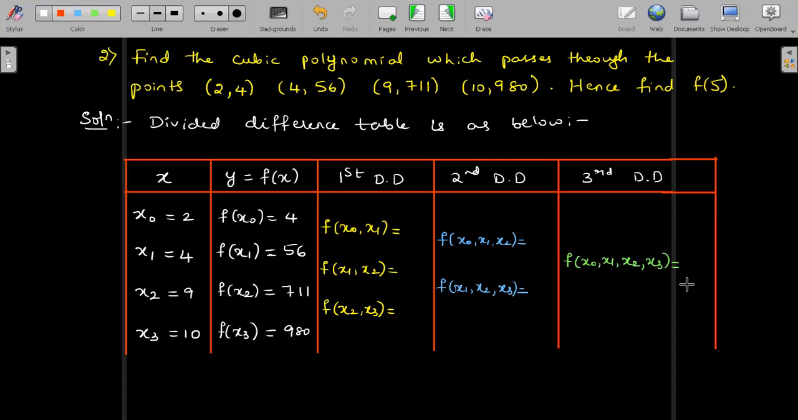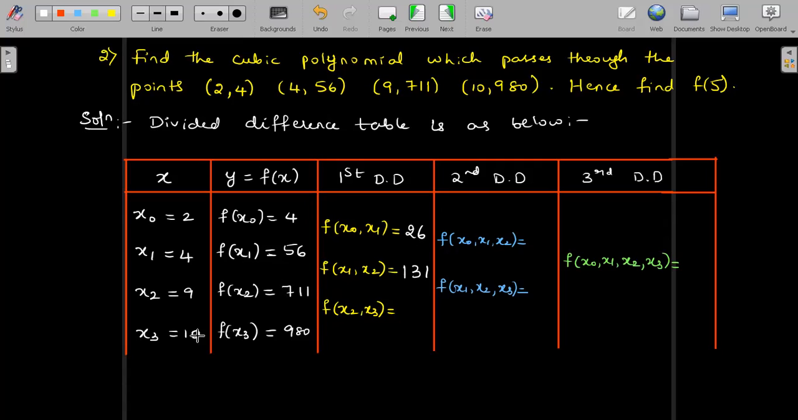It depends. The table need not always have a single value in the last column; sometimes values will be the same in any one of the previous columns also. So let us see what happens in this case. Now, first order divided differences from the f of x column, 56 minus 4 divided by 4 minus 2. So 52 divided by 2 gives us 26. 711 minus 56 divided by 9 minus 4, that's how we can get f of x1, x2. 711 minus 56 divided by 9 minus 4 is 5, this gives us 131.